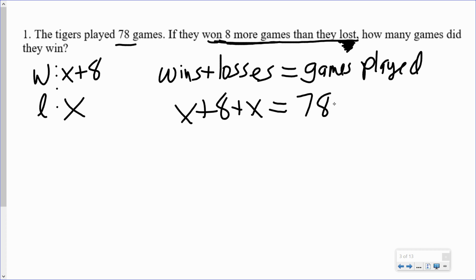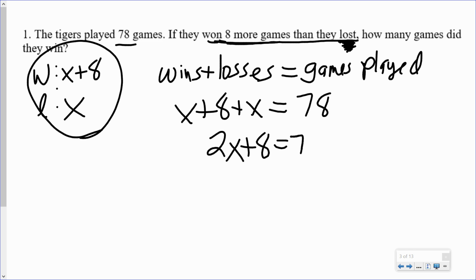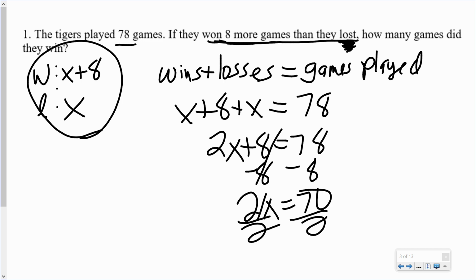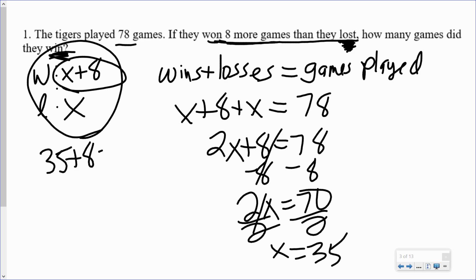You're not going to always be adding them. You have to look at the situation. Whatever the situation is, that's what you're going to do with your expressions. But to come up with your expressions, call the last one x and express everything else in terms of x. From there, I combine like terms. I do the algebra. I get 35. It's asking for how many games did they win. Well, wins is x plus 8, so it's 35 plus 8, which is 43.